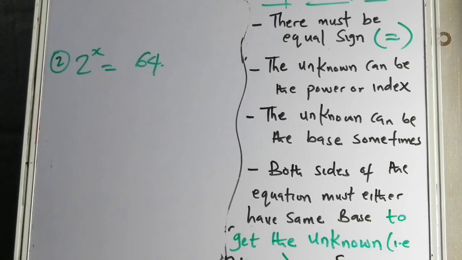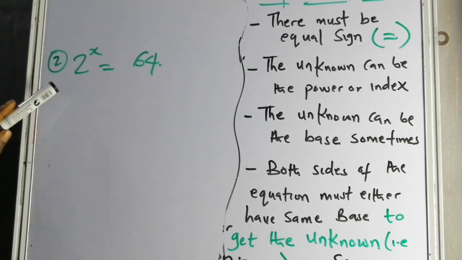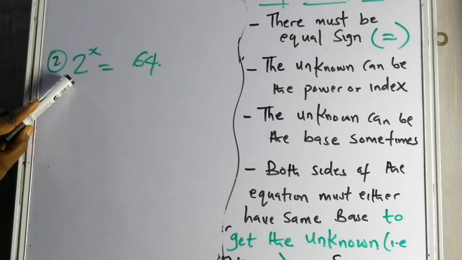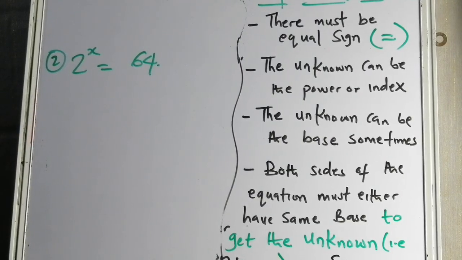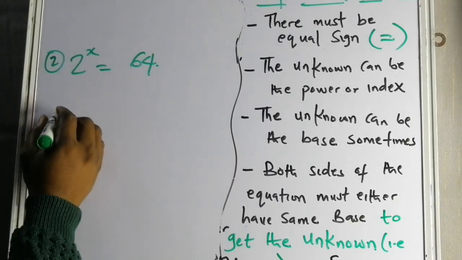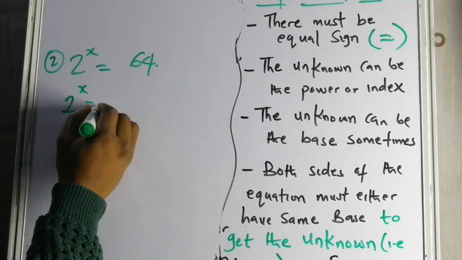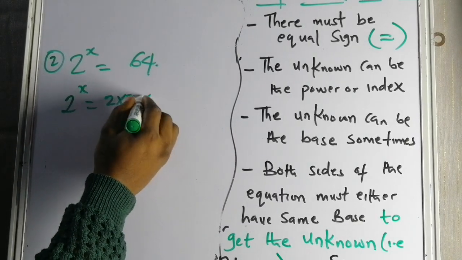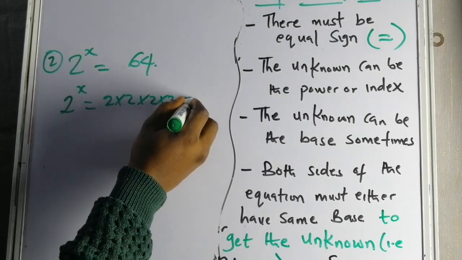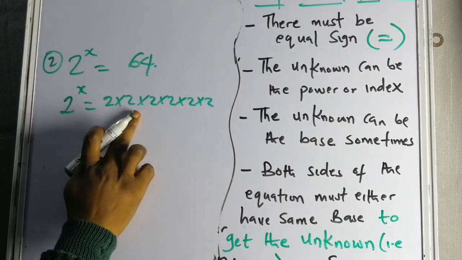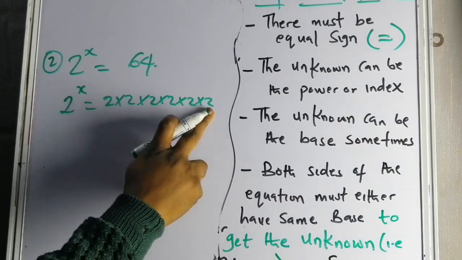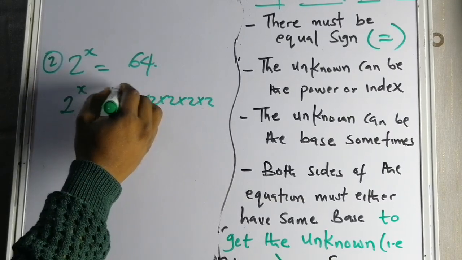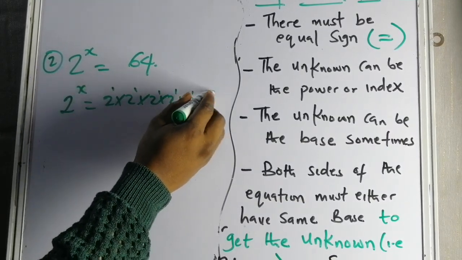So what you can now do is, how can I make this 64 this base? It means that I can multiply 2 in 6 places to give me 64. So this is the same as saying 2^x equals 2 times 2 times 2 times 2 times 2 times 2. 2 times 2, 4. 4 times 2, 8. 8 times 2, 16. 16 times 2, 32. 32 times 2, that's what? 64. All this is raised to power 1.